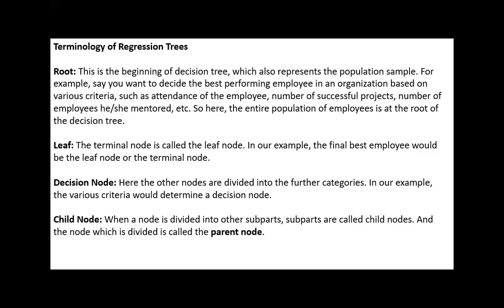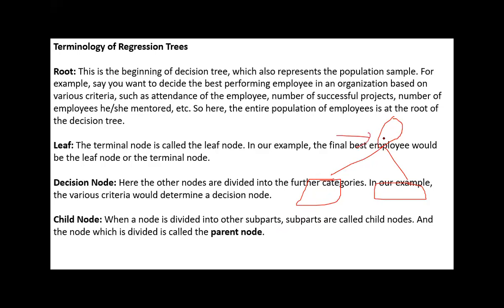What do you mean by a child node? When a node is divided into other subparts, the subparts are called child nodes. The node which is divided is called the parent node. So, parent node and child nodes. This is the parent, and these two are child nodes. If this is our terminal node, it cannot be divided further. This is called a decision node.